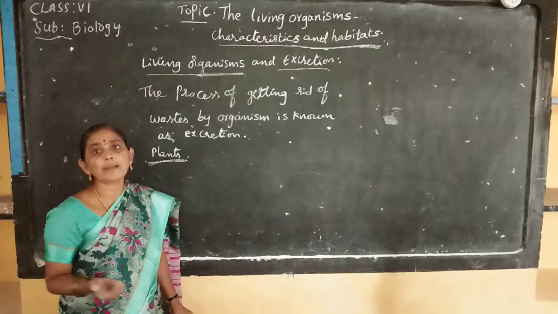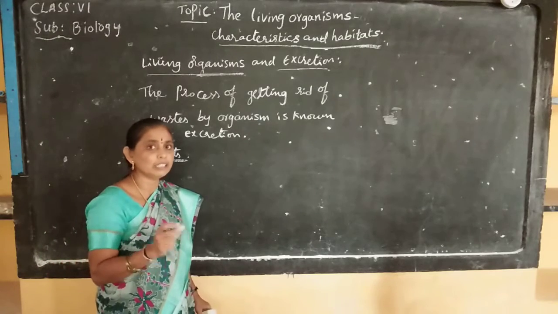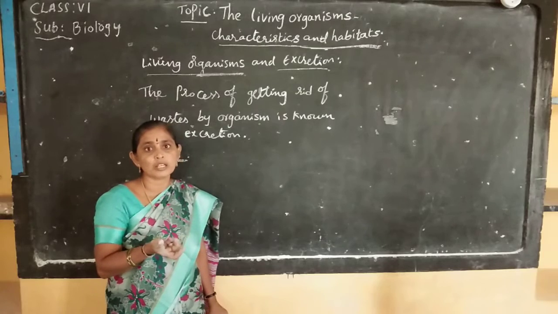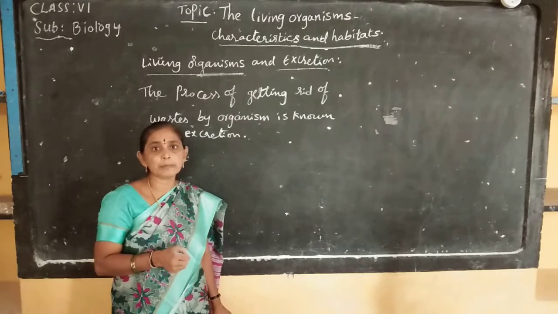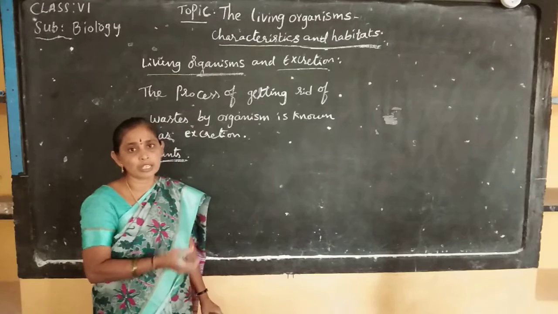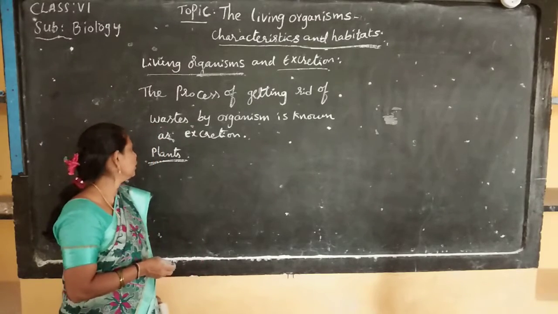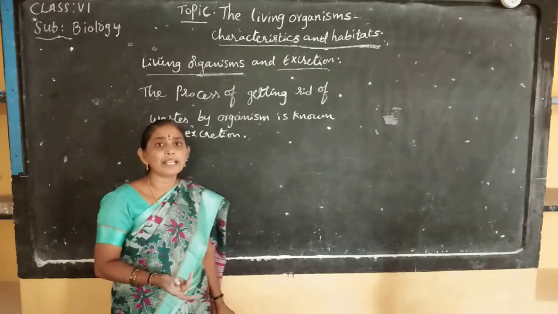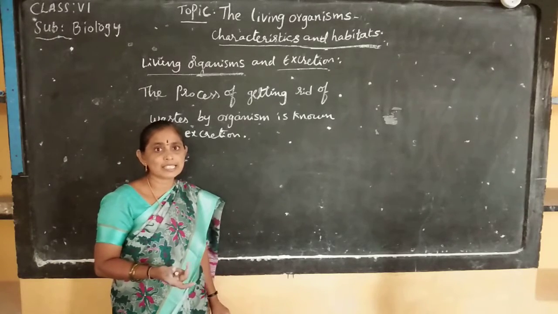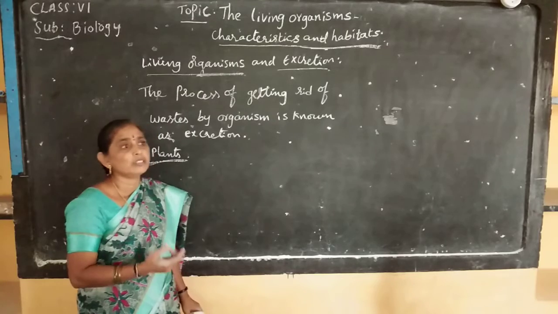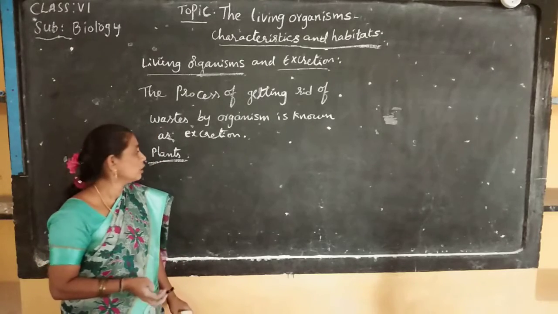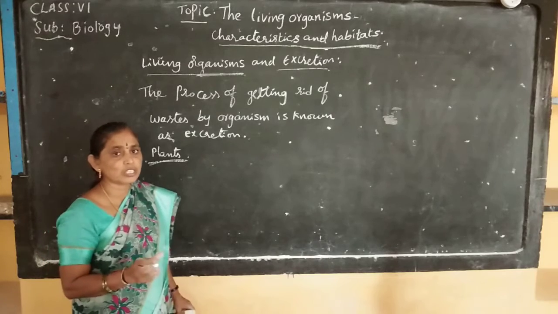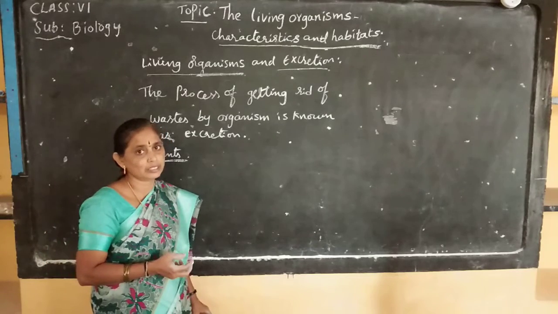Then the neem plant. The neem plant secretes gums. The gums are used for binding books and papers, and we use gums in different ways. Some plants also secrete latex, resins, and tannins. Next, some plants store wastes in different parts of the plant.